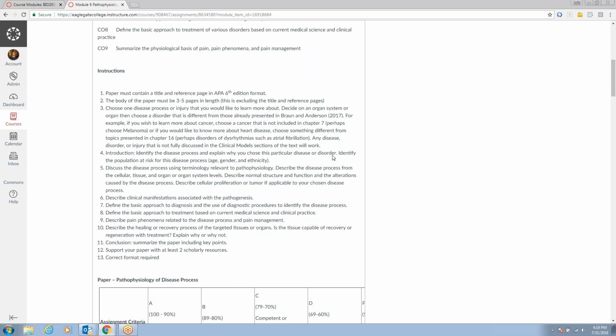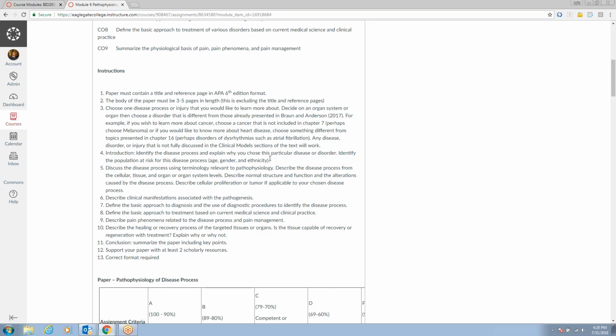introduction. Then more of your introduction will be to identify the population at risk for this disease process. I need to find out who's more at risk for having appendicitis. Is there an age group? Is it people over 50? Is it men more than women? Is it a specific ethnic group more than others? And for some of these disease processes, you're going to read about it and they won't have anything. They will say the general public gets this. It's not specific to any age or gender or ethnicity.